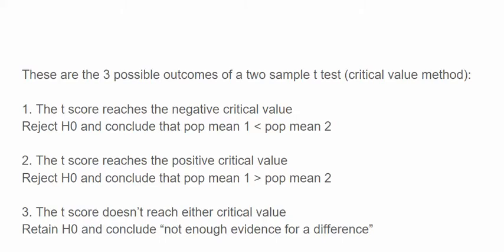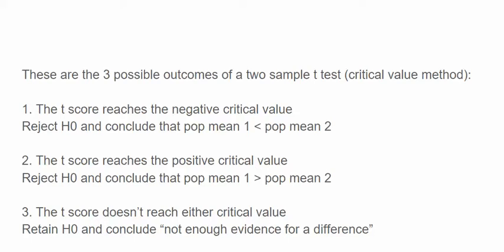And I call these the negative critical value and the positive critical value. So the positive critical value is what comes from the t-table, the positive number, and the negative critical value is just the opposite with a negative sign in front. And if the t-score reaches the negative critical value, then you reject the null hypothesis and conclude that the mean of population 1 is lower than the mean of population 2. That's your inference. If the t-score reaches the positive critical value, you have the opposite inference. So you reject the null hypothesis and you conclude that the mean of population 1 is higher than the mean of population 2.